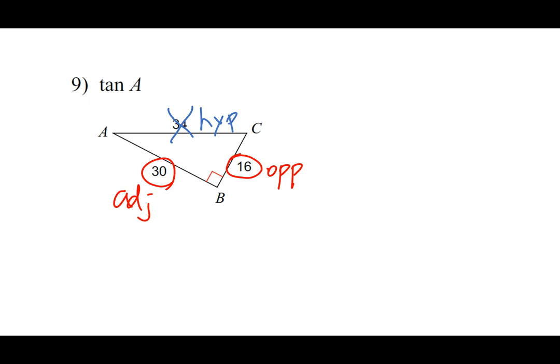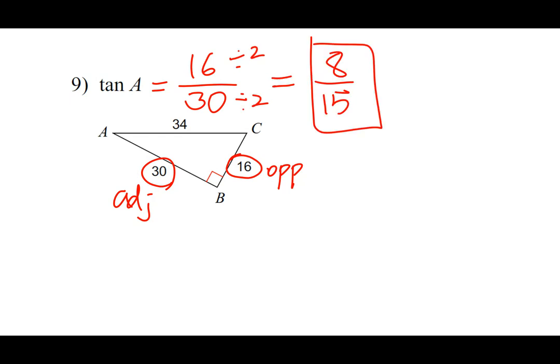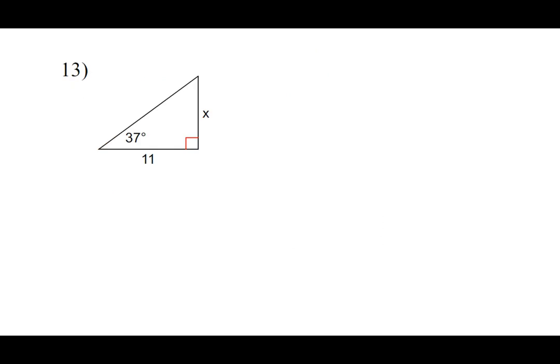So the equation for tangent is opposite over adjacent. The adjacent side is also next to the angle. It touches the angle A. The opposite side doesn't touch the angle A. So put that into fraction form. It'll be opposite, which is 16, over adjacent, which is 30. And again, reduce it. Divided by 2 is the only thing you could do. So 8 over 15 is the simplified form. You must simplify.